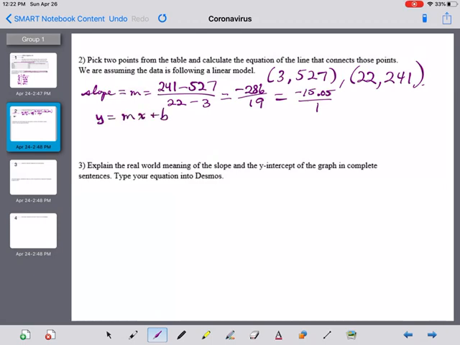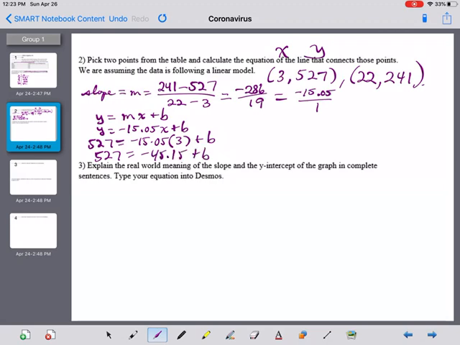And now we need the y-intercept. So you use y equals mx plus b. And then the negative 15.05 is the m. So there's a partial equation. Now you pick either of those ordered pairs to plug in for x and y. I will pick the first point. So the 527 is the y, and the 3 is the x. So then simplify.